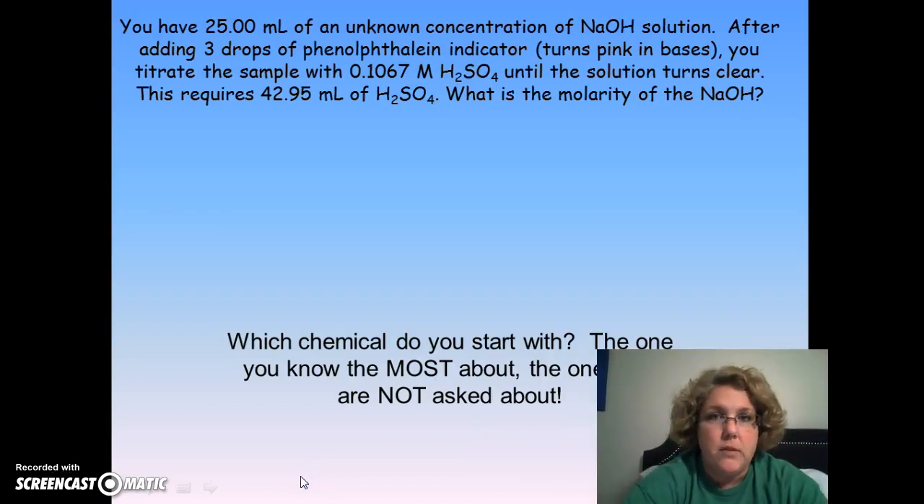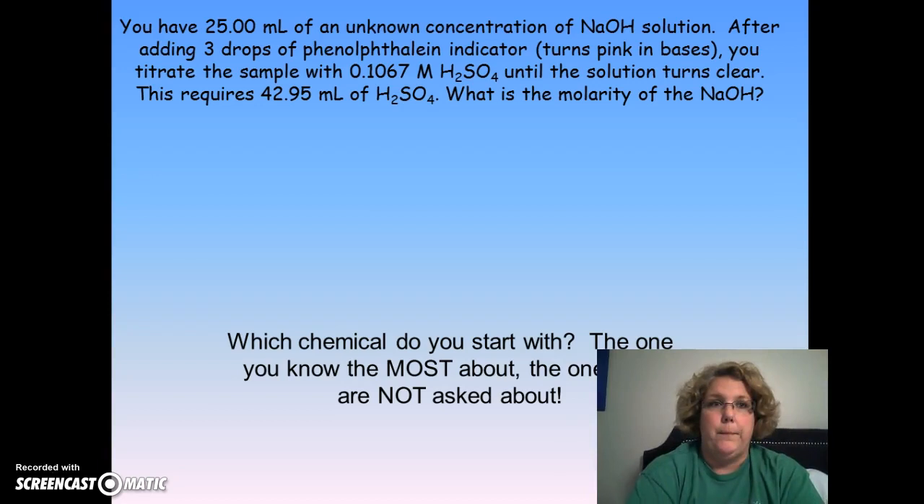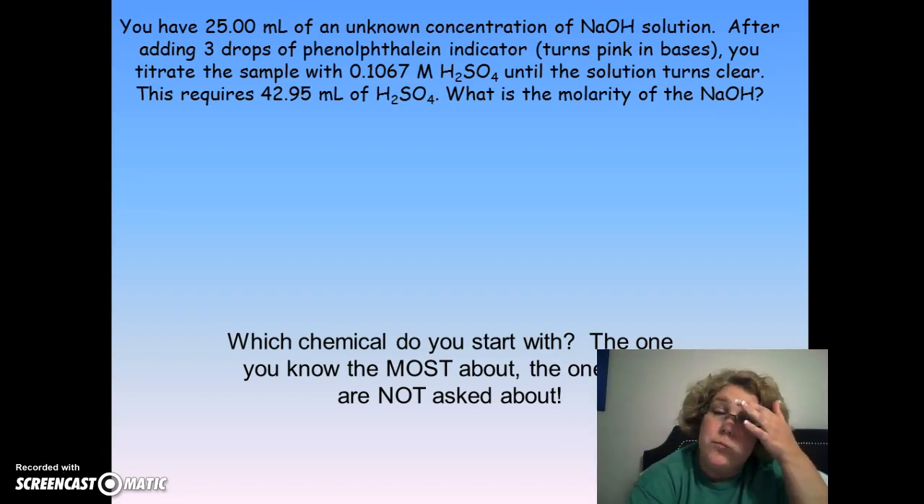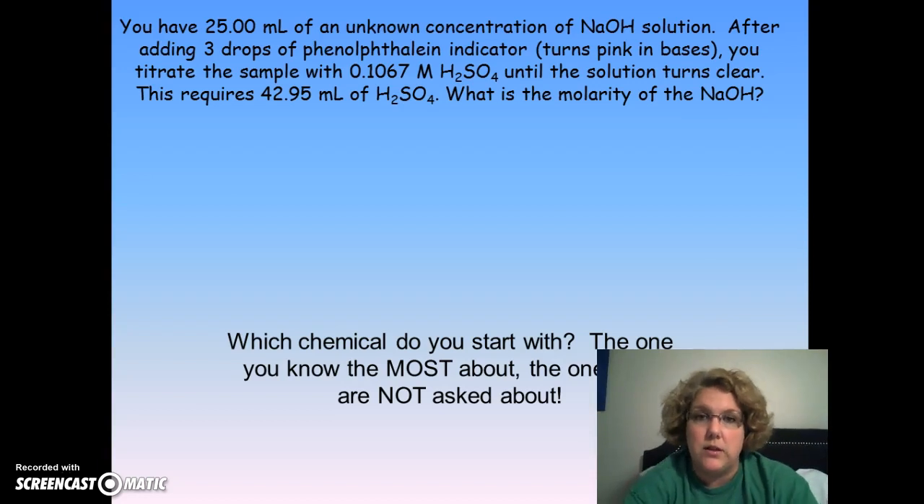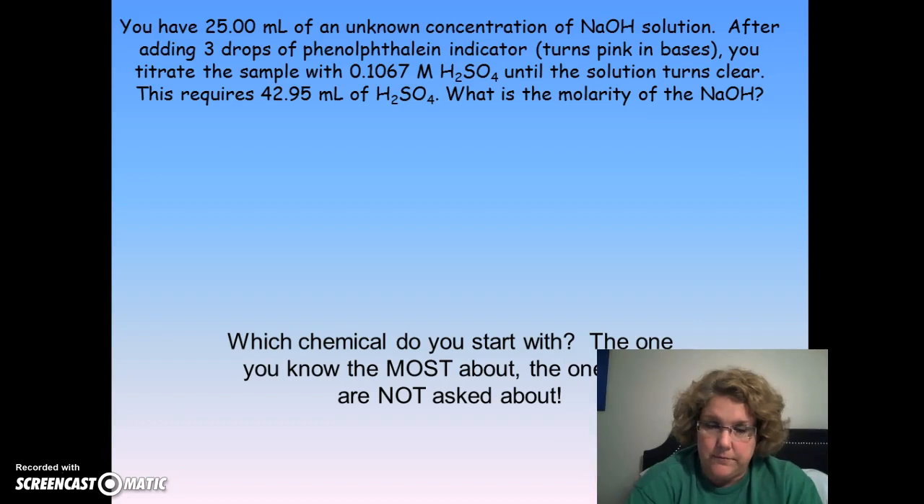All right. So here's an example. You have 25 mL of an unknown concentration of sodium hydroxide solution. After adding 3 drops of phenolphthalein indicator, which turns pink in bases, you titrate the sample with 0.1067 molar sulfuric acid until the solution is no longer pink and it turns clear. This requires 42.95 milliliters of H2SO4. So what is the molarity of your sodium hydroxide?